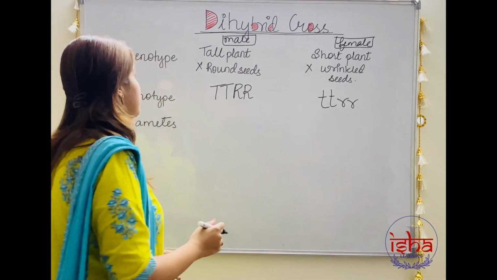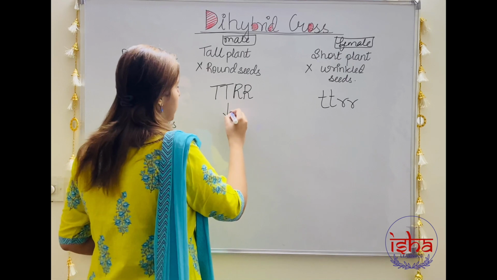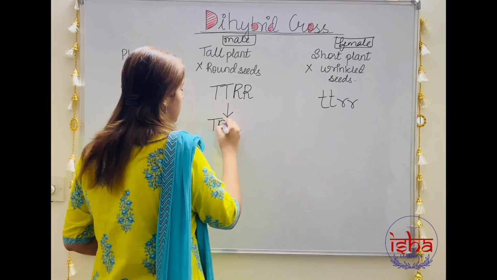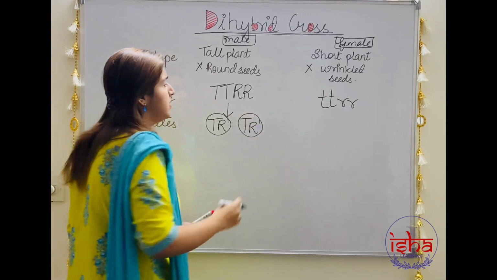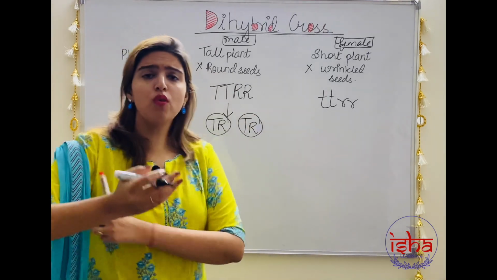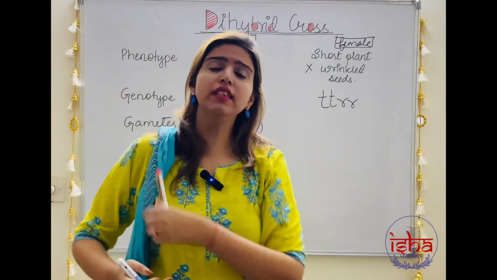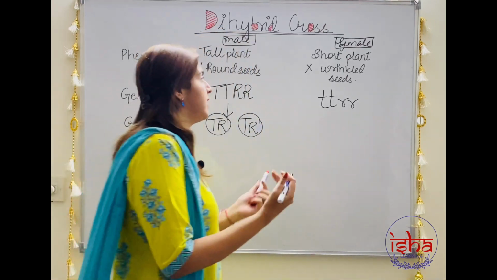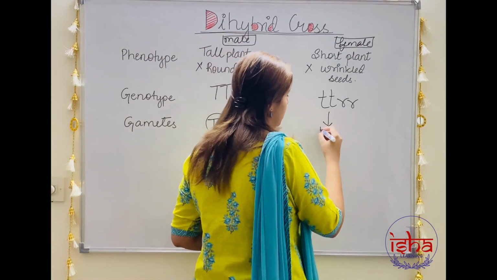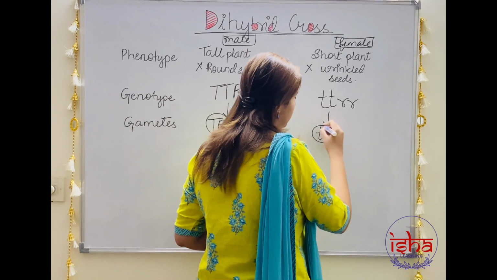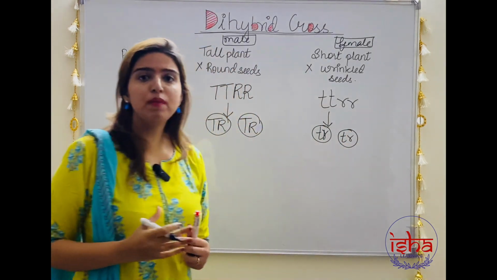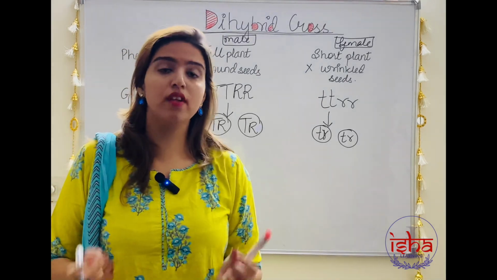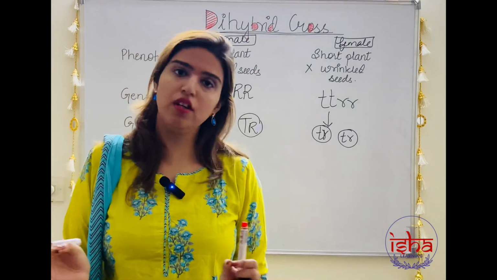So let's make the gametes now. The gametes will be T and R. T and R, because there is no other, it's a homozygous parent. So all the gametes formed will be of a single type. Same is the case over here. So all the gametes are of the same type. Now what is the next step? Next step is to cause a fertilization and form our F1 generation.